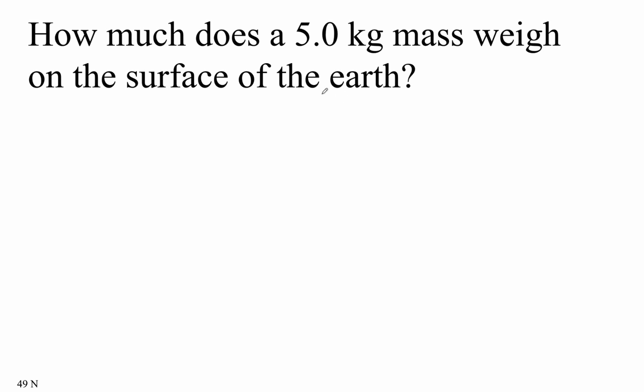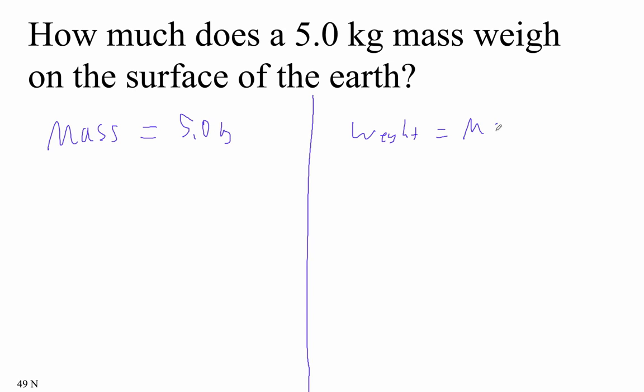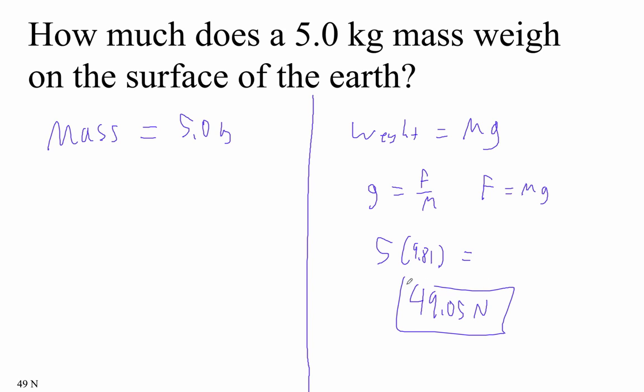Okay, so how much does a 5 kilogram mass weigh on the surface of the Earth? Please don't say 5 kilograms, and be ignorant, right? It's mass equals 5.0 kilograms. And then weight is equal to m times g. g is F over m, so therefore the force of gravity is mg. So 5 times 9.81 is equal to 49.05, right? So this is its mass. This is its weight.